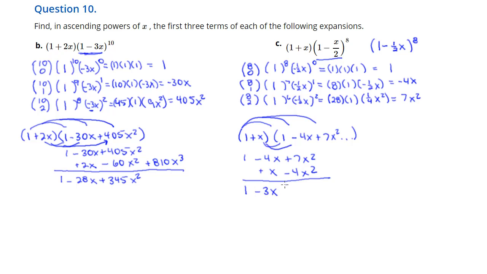And we're just going to add these together now, and the answer is going to be 1 minus 3x plus 3x squared.